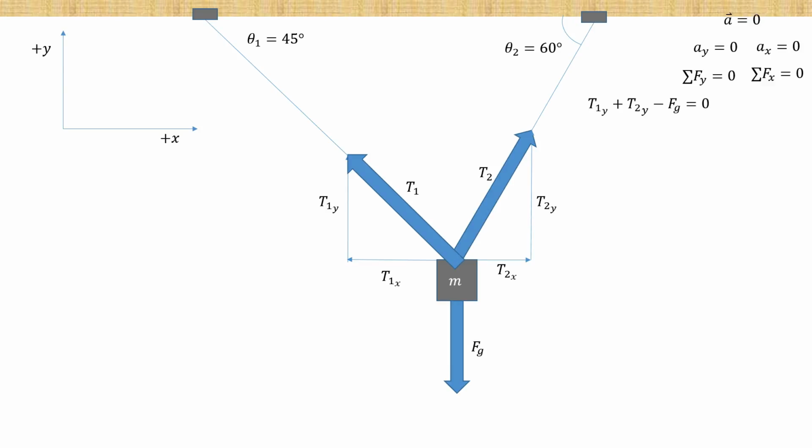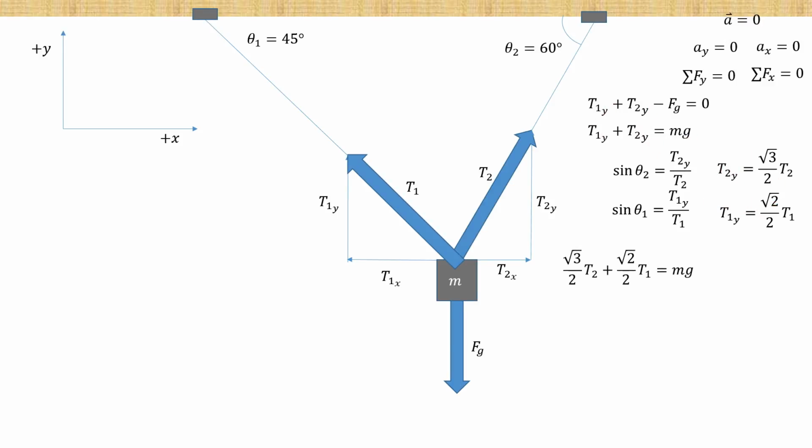The sum of all the vertical forces is T1y and T2y acting upwards, and the force due to gravity acting downwards. The force due to gravity is the mass of the object times the acceleration due to gravity, or mg. Then, since I know the angles that the string makes with the horizontal, I know that the sine of theta 2 is T2y over the whole tension T2. The sine of 60 degrees is root 3 over 2, so I can rewrite T2y in terms of just T2. I can do the same thing for the string on the other side, where theta 1 is 45 degrees, and the sine of 45 degrees is root 2 over 2. Then I can plug in these values into my net force in the y direction to obtain this expression.